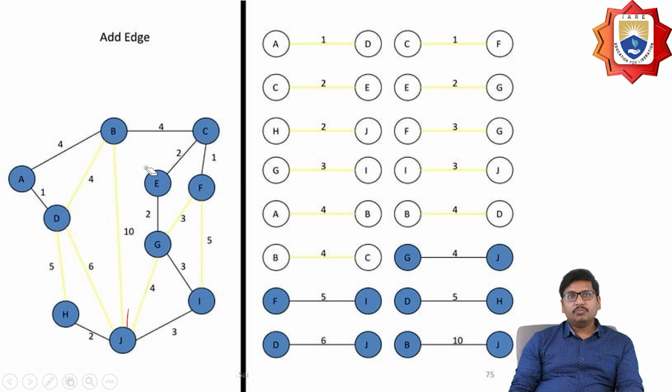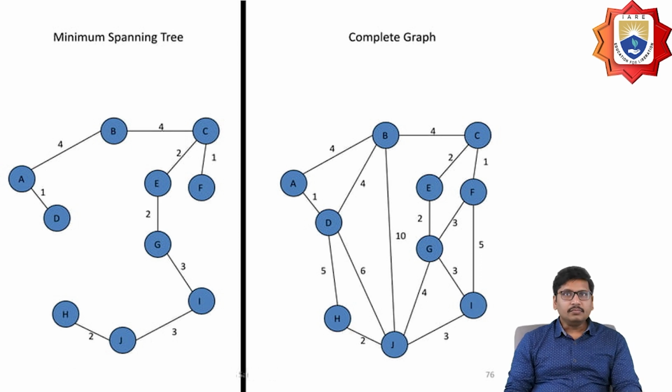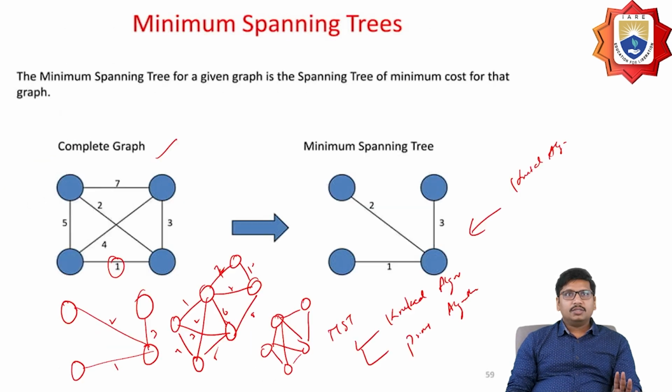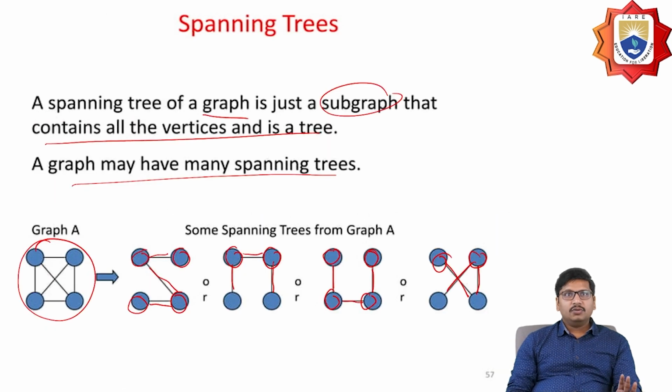So finally this should be the resultant spanning tree obtained for the given graph. Okay. So in this video I discussed how we're going to construct the spanning tree here. The spanning tree of a graph is nothing but a subgraph which should contain all the vertices, and a graph may have many possible spanning trees.